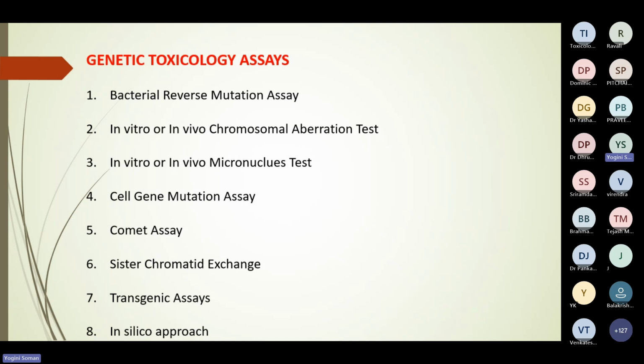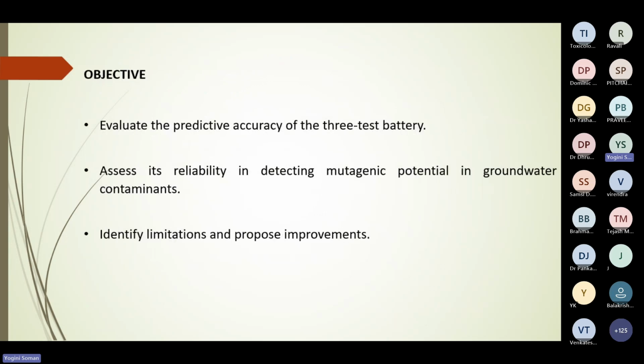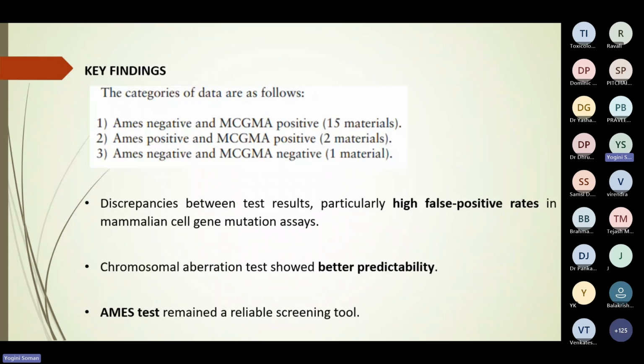Then the fourth is the cell gene mutation assay to detect the mutagenic potential of the test item. And the others are the comet assay, sister chromatid exchange, transgenic assay, and the in silico approach. So I'm going to cover all the other assays, like in vivo chromosomal aberration, in vivo and in vitro micronucleus, and the rest of the assays in my second part. So this is all for today.